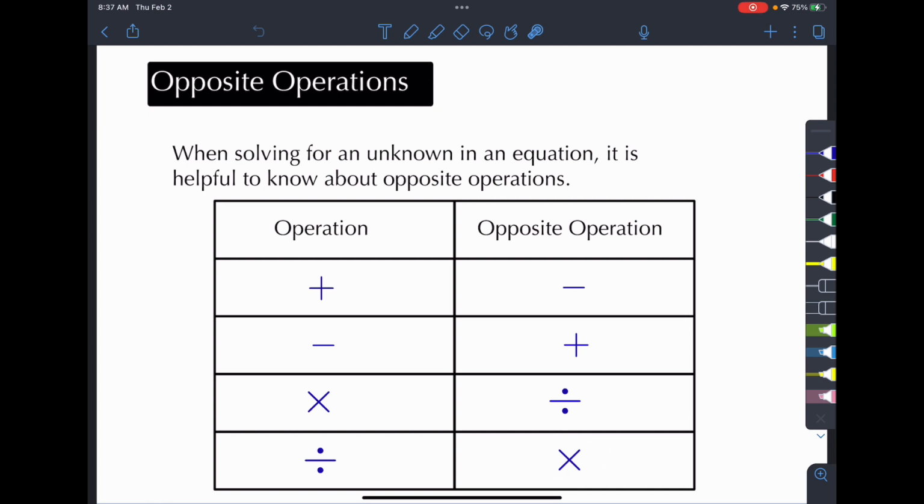Now, this is something you're going to have to just remember, memorize, and you know what? It kind of goes with BEDMAS too. For instance, remember that the multiplication and division go together. They happen before addition and subtraction. Well, I didn't spell BEDMAS there, but the addition and subtraction kind of go together, and multiplication and division kind of go together, and they're opposites of each other.